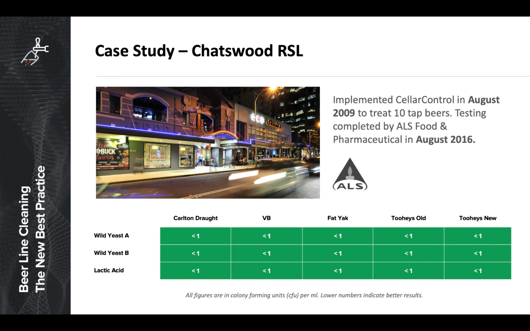ALS conducted the testing on 5 tap beers, and the results show a perfect result for wild yeast and lactic acid counts. The lower these counts, the better the beer quality, and they're being maintained at the lowest possible level. This shows that CellarControl can protect your beer lines and produce consistent results even after years in operation.